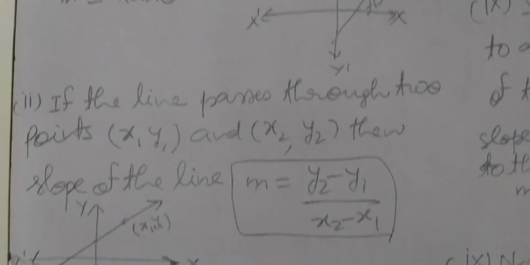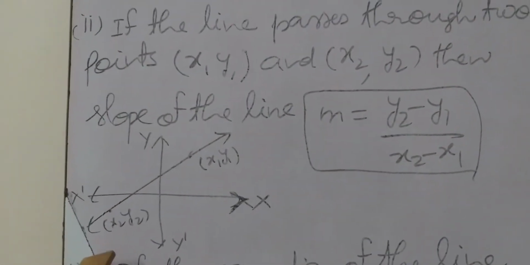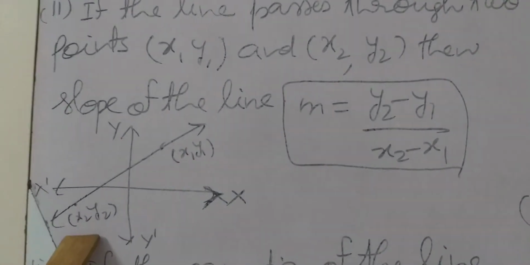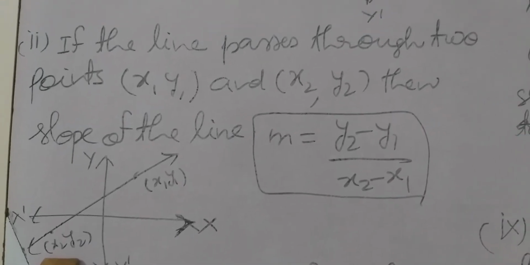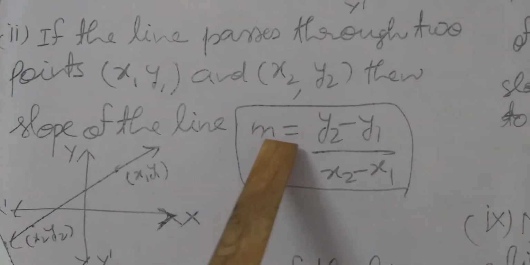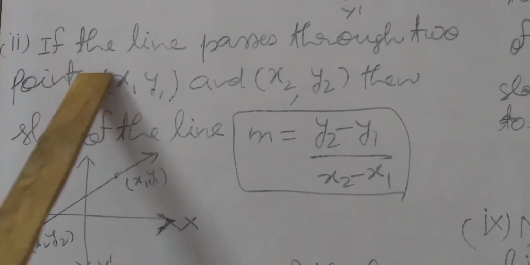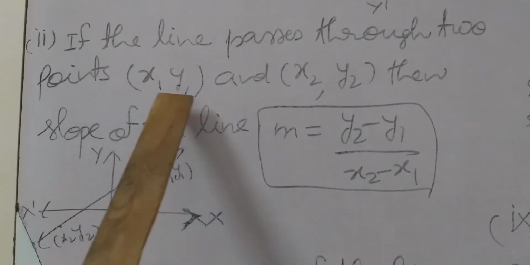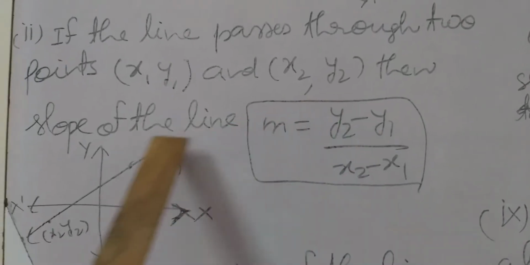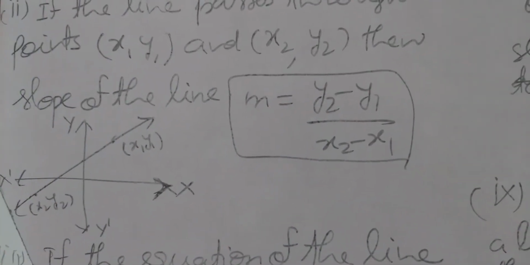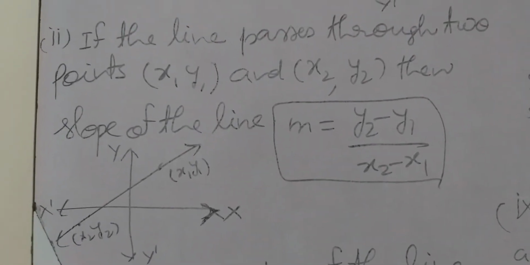Now students, if the line passes through 2 points x1, y1 and x2, y2, then its slope m equals y2 minus y1 upon x2 minus x1. If the line passes through 2 points x1, y1 and x2, y2, then slope of the line m equals y2 minus y1 upon x2 minus x1.